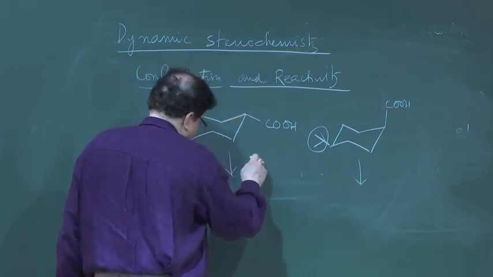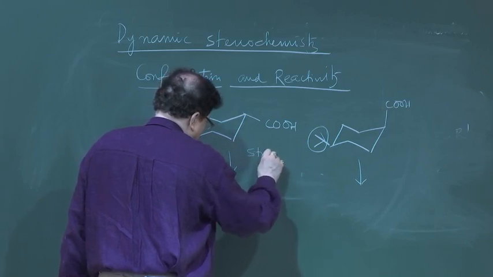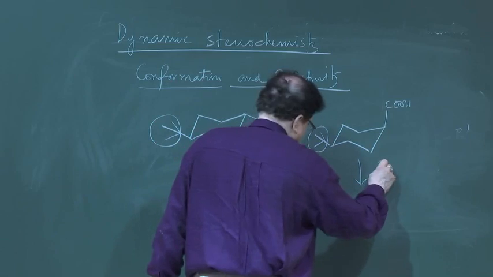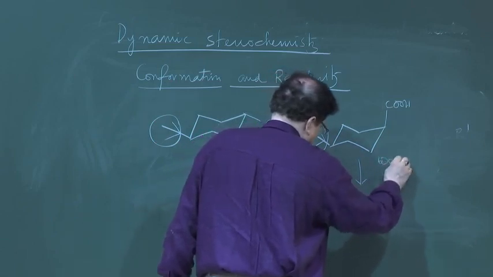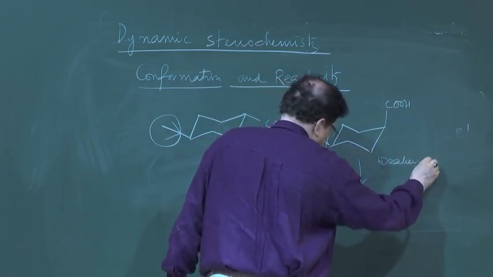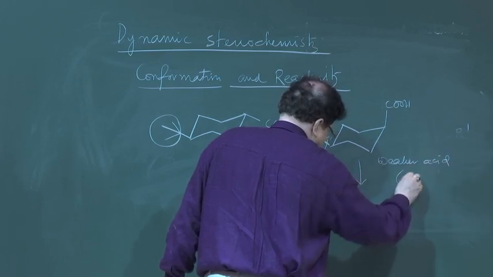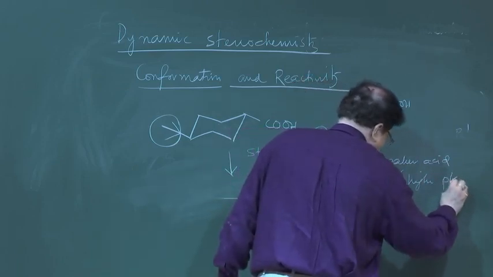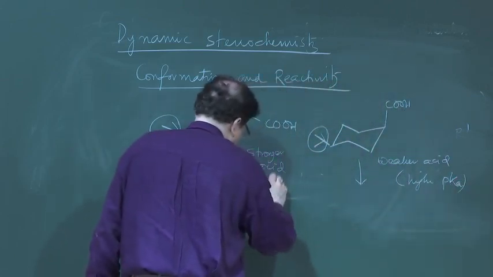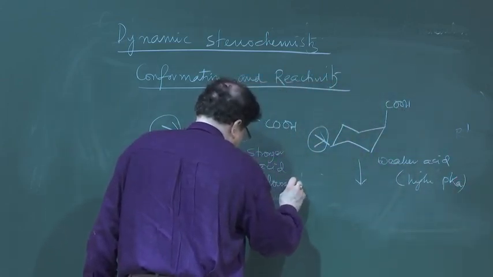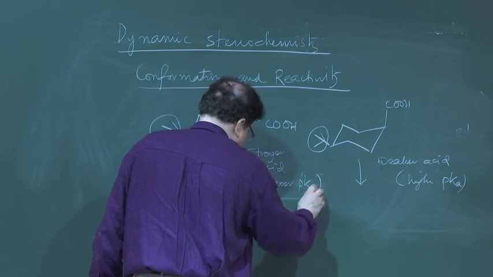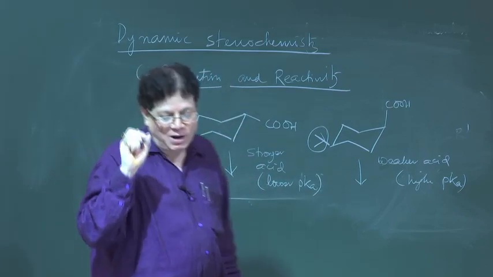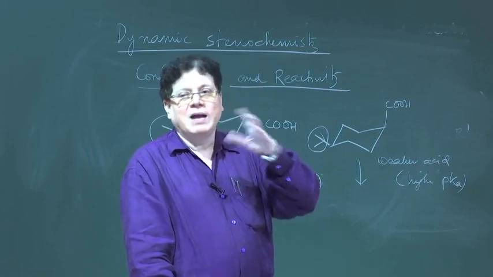but he found a pKa difference, and what he found is that this is a stronger acid than this one. So, this is a weaker acid. Weaker acid means higher pKa. So, this is higher pKa and this is lower pKa. Okay. So, this is the stronger acid. That is the starting point of the conformation and reactivity concept.